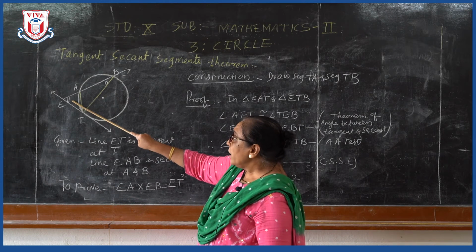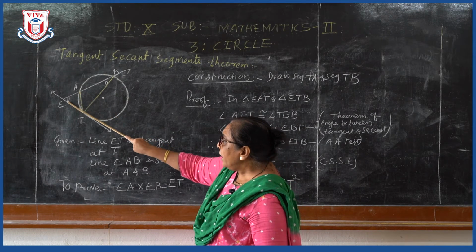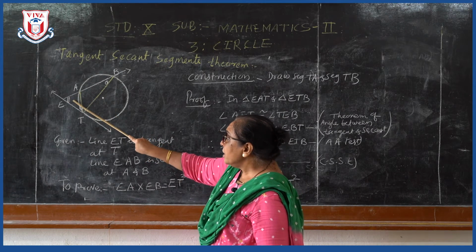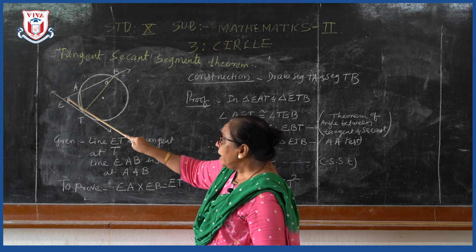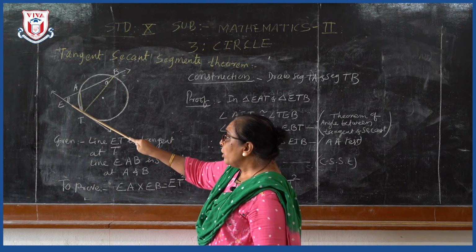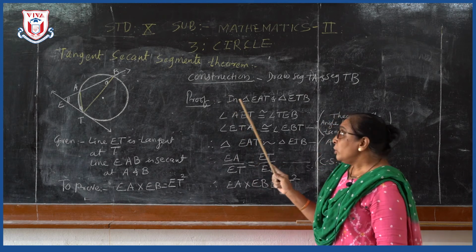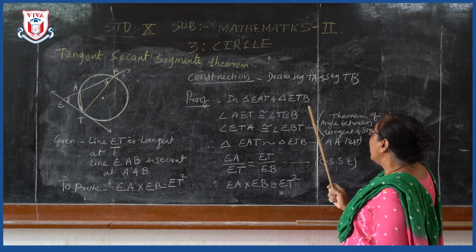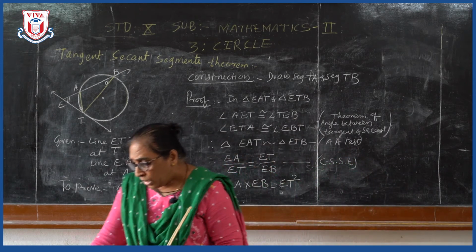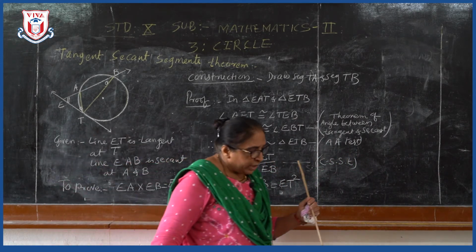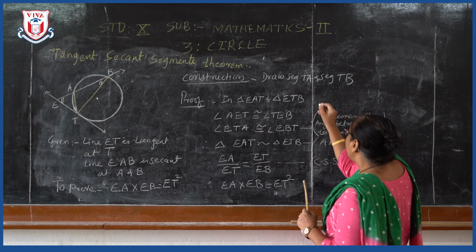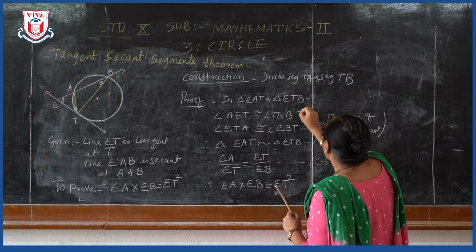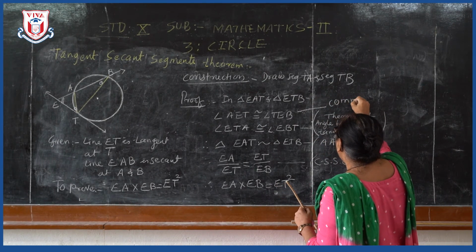So you can say that angle AET is congruent to angle BET because it is a common angle. So that can be written here, angle AET congruent to angle TEB, and the reason is common angle. So we can write here: common.